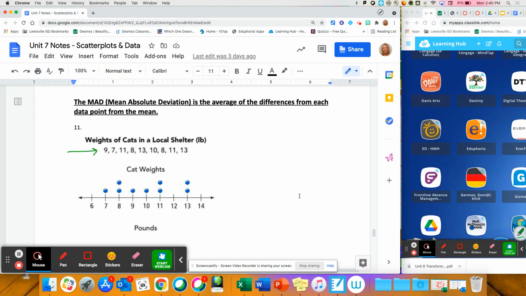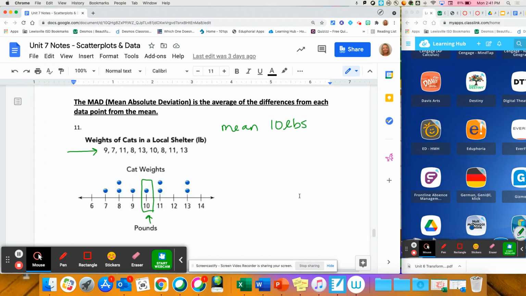So you should have found that the mean of this set of data is 10 pounds, which just means that the average cat that comes into this shelter is 10 pounds. So there is the mean. To find the mean absolute deviation, you are going to find the difference between the mean and each one of the points. And you're going to find the mean of that. So let me go over this example.